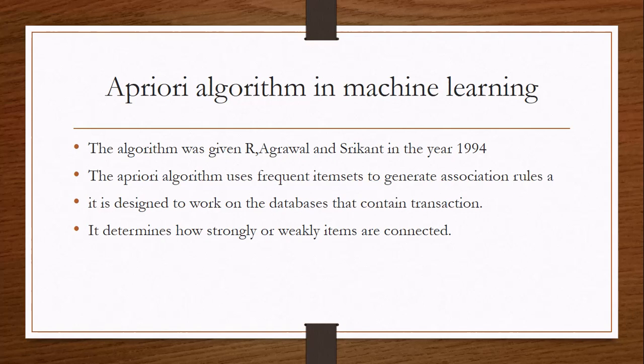It determines how strongly or weakly items are connected. Yes, exactly. It determines how strongly item set A is connected to item set B. As we gave in the example, if you go to buy bread, you might likely buy milk, sugar, and related products like that. Or if you go there to buy hair cream, you might likely buy shampoo, conditioner, and so on.